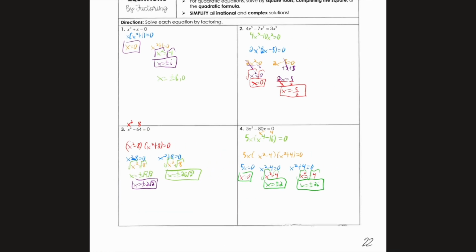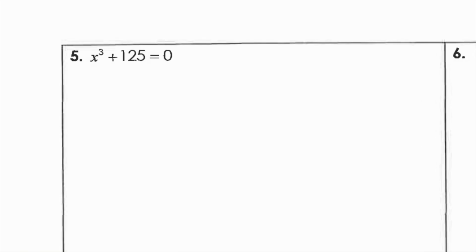On to number 5. It is equal to 0. There is no GCF. I do want to look for potentially perfect cubes or perfect squares, but it's not a subtraction, it's addition, so it can't be perfect squares. And so x cubed is x times x times x, and 125 is 5 times 5 times 5, so they are perfect cubes. And so we can do a sum of 2 cubes.